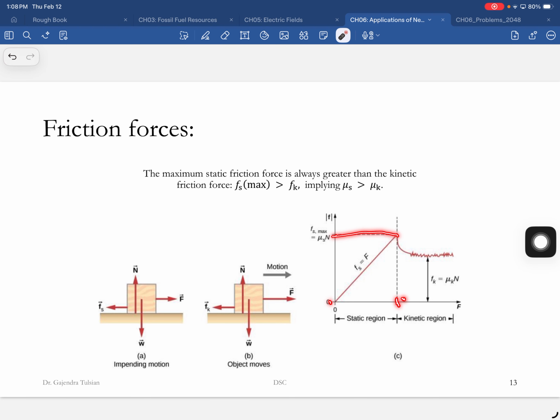Okay, when you apply a force equal to the maximum static friction force, then the object will start moving. And once the object starts moving, then this friction force is a kinetic friction force. It's called a kinetic friction force. And that is constant. That doesn't change. That's constant for the two surfaces that are in contact.